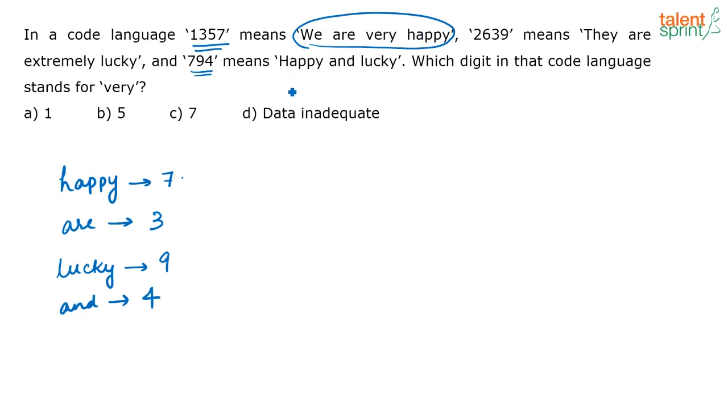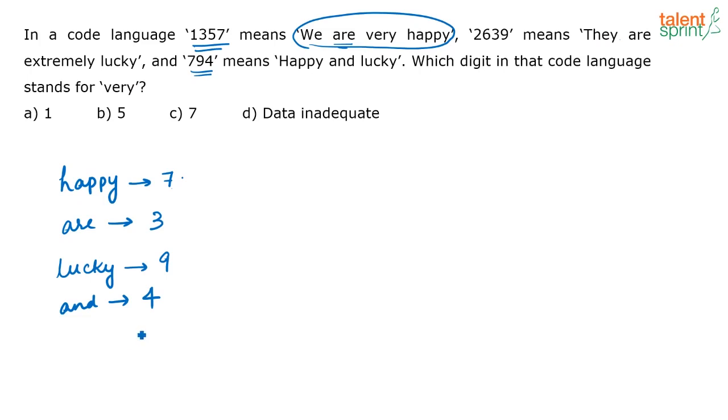Now next one, if I compare the first and the second set, "we are very happy", "they are extremely lucky", the only common word is "are". And if you look at the numbers, the only common number here is 3. So the code for "are" is 3. Now next, in the same way, if I compare the second and third statements, "they are extremely lucky" and "happy and lucky", I can say the code for lucky is 9.